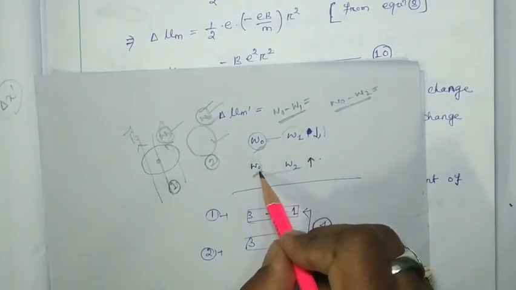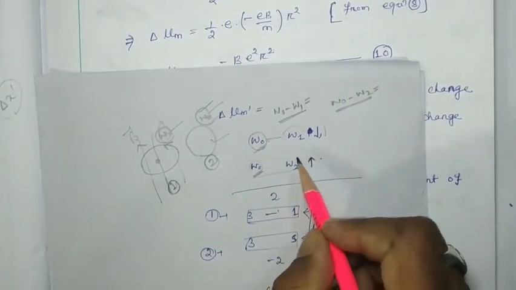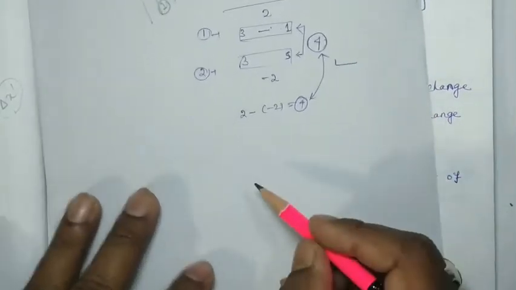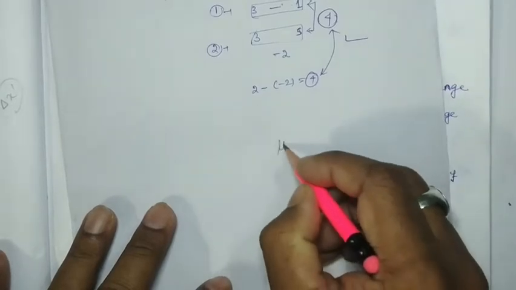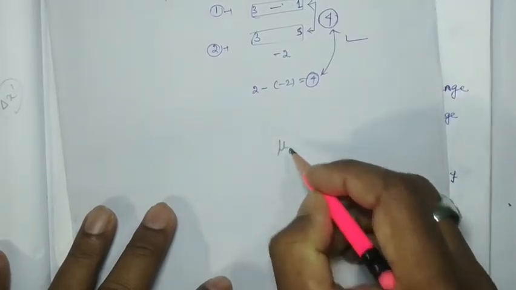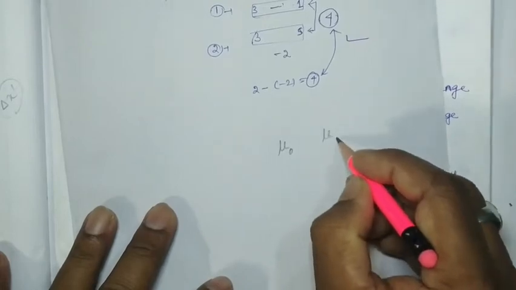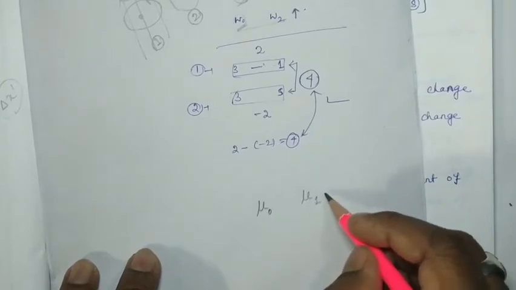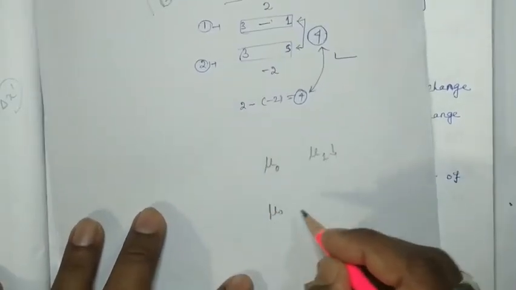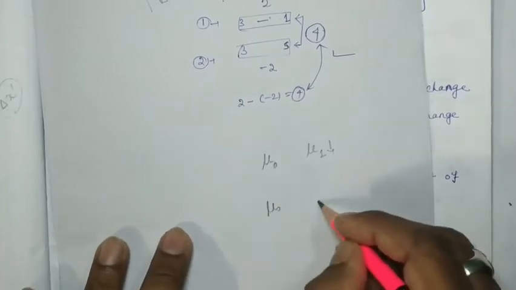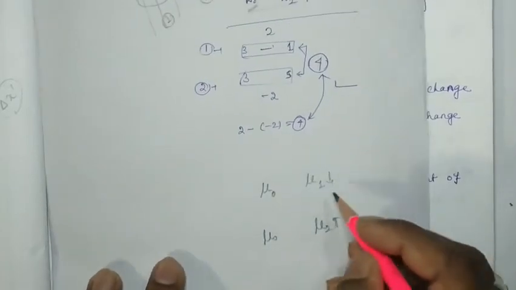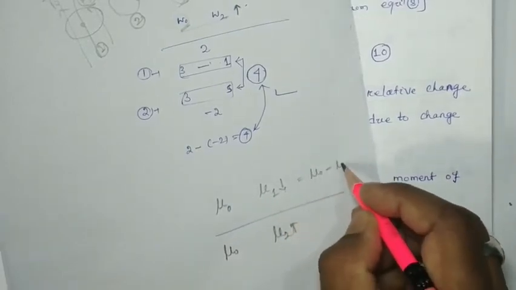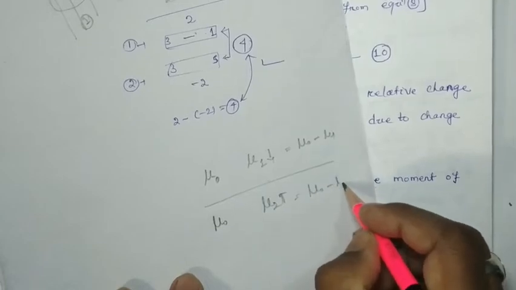Because initially it was omega 0 and suppose this is increased. Likewise, we know that if the angular velocity changes, the corresponding magnetic dipole moment also changes. Suppose initially it is mu 0, and it changes to mu 1 for the first electron, and suppose it is decreased. For the second electron it was initially mu 0 and it is increased. So what will be the individual changes? That will be mu 0 minus mu 1, and here it is mu 0 minus mu 2.